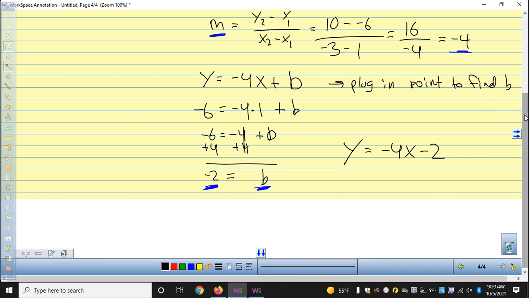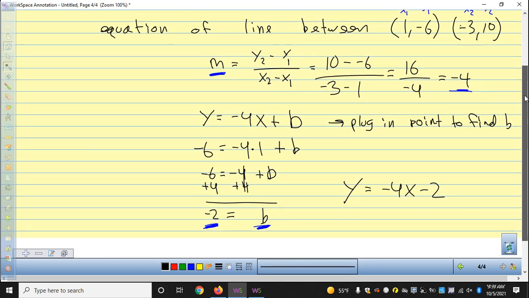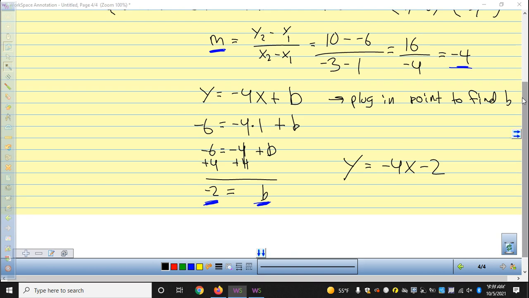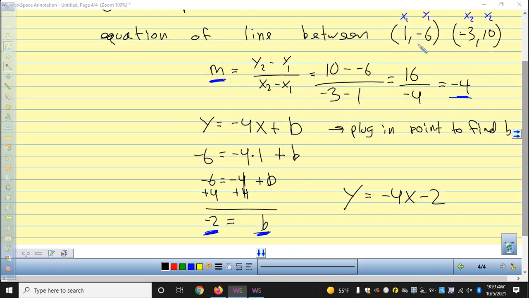And I could test to make sure that my answer makes sense by plugging in one of these points and seeing if that works. Yes? Sorry, I'm a little confused for negative 6. Right here. Right. I plugged in this x and this y into this equation. Okay. So here I can do this.